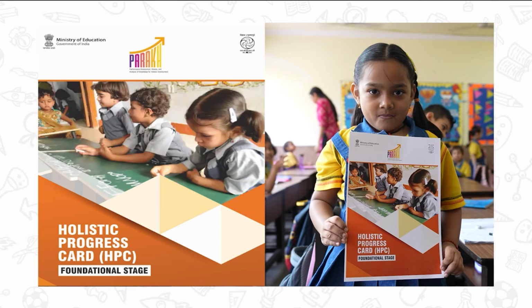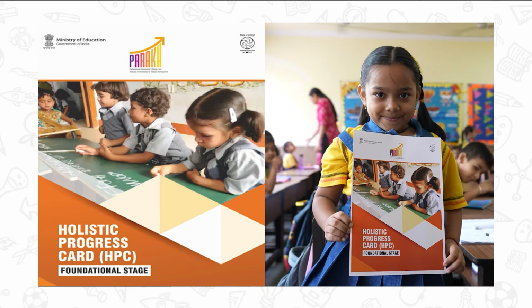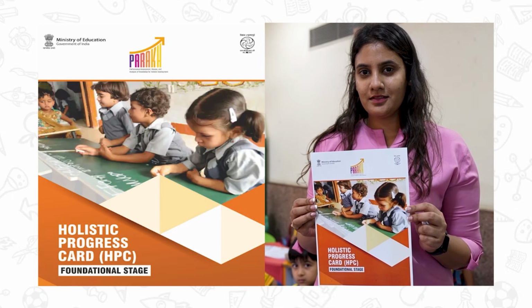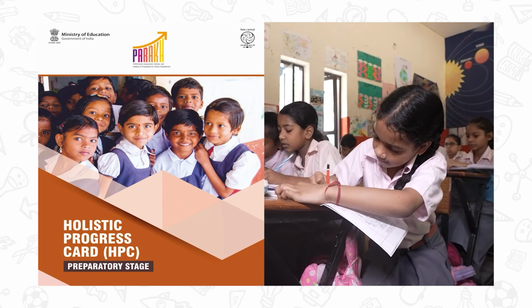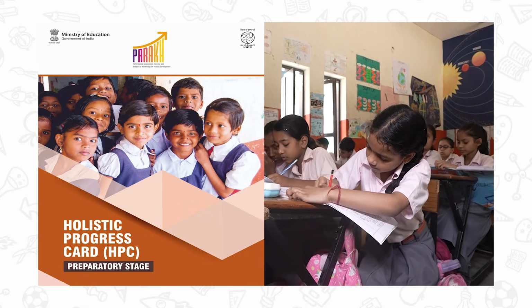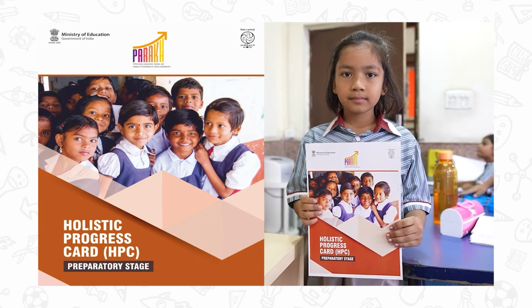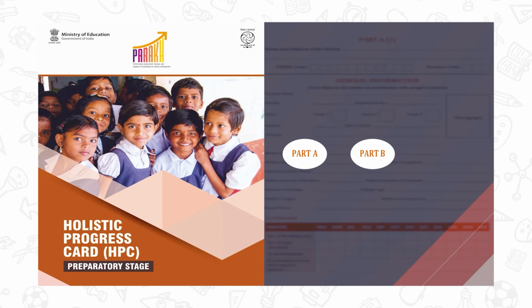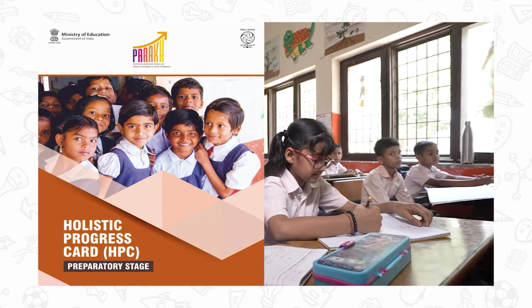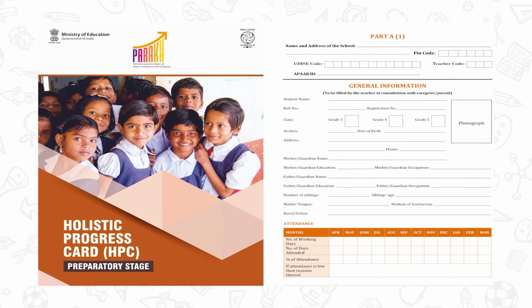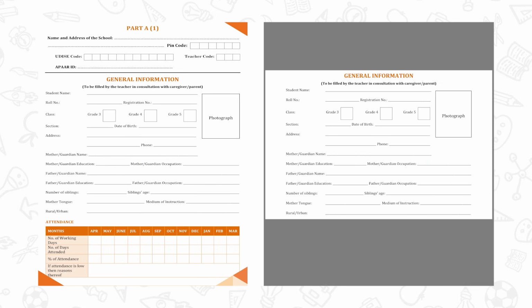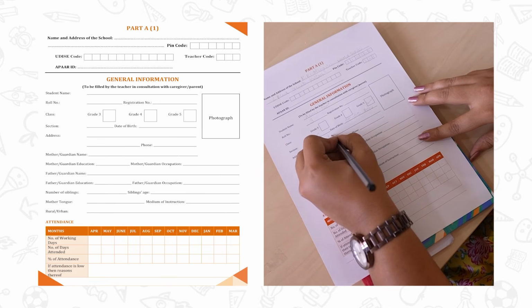Parakh hopes that the Holistic Progress Card at the foundational stage will lay the foundation for measuring lifelong holistic learning. Let's go through Parakh's Holistic Progress Card for the preparatory stage. The Holistic Progress Card is divided into three parts: Part A, Part B and Part C. Part A is divided into three sub-parts: Part A1, Part A2 and Part A3. Part A1 collects general information about the learner, which the teacher mostly fills.